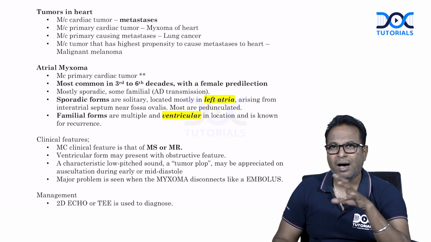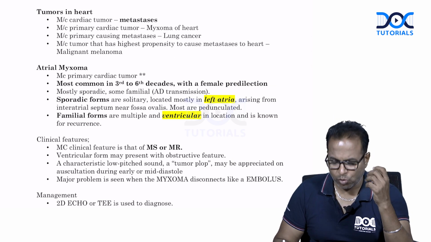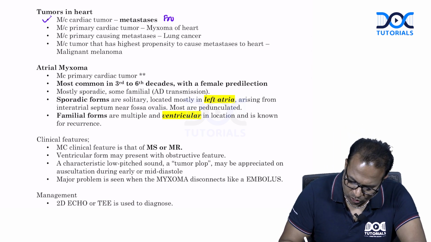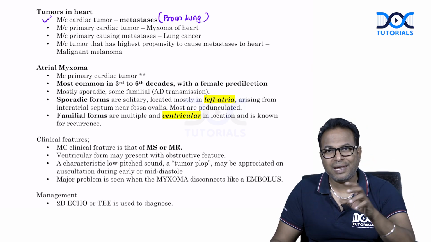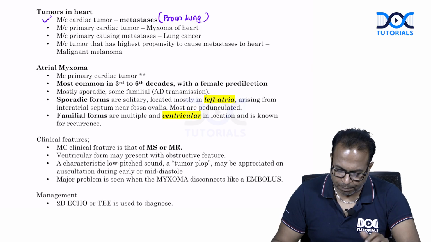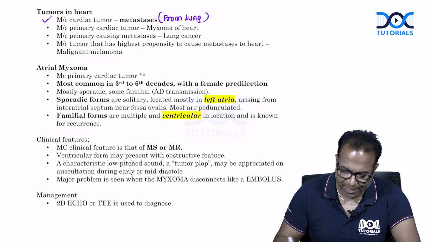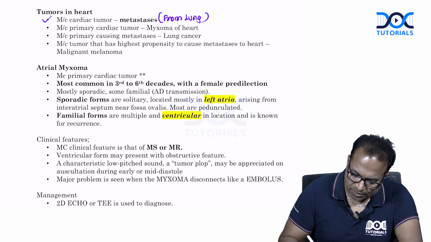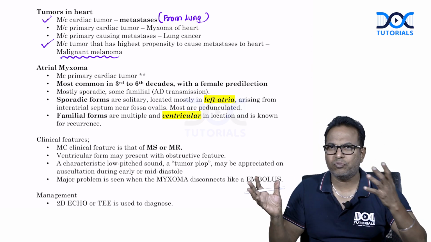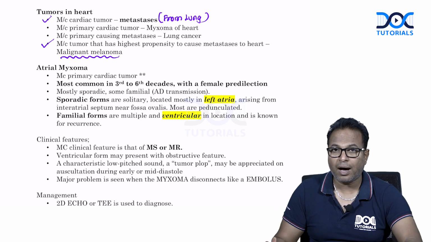Tumors in the heart are very rare. The most common cardiac tumor is a metastasis from a lung tumor. That's most commonly from lungs. Primary cardiac tumor is usually atrial myxoma. Most common primary causing metastasis is lung cancer. The most common tumor that has propensity to metastasize is malignant melanoma. Malignant melanoma can spread to various areas including the heart.